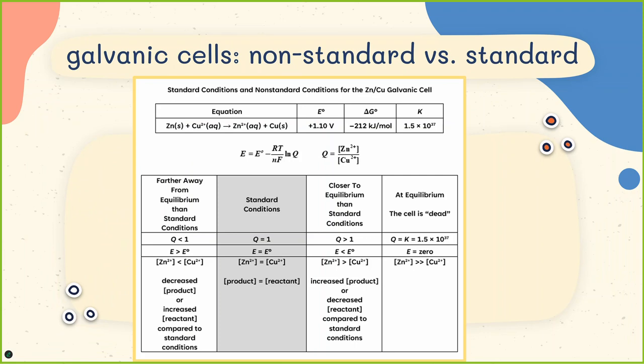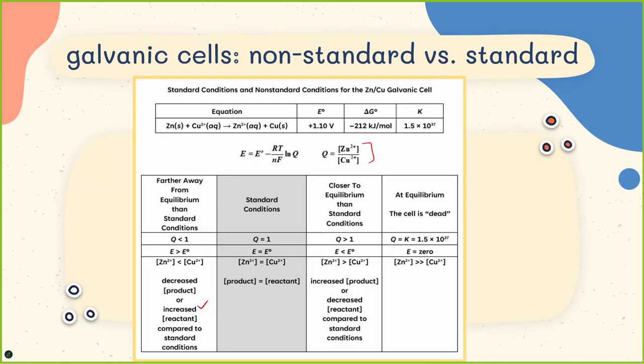I like this chart. This is a good one. I found this, I think, on one of Michael Farabaugh's notes, because that kind of shows you how to calculate Q with the aqueous. Q is less than 1: non-standard is greater than standard. Decreased product or increased reactant compared to standard conditions. So this is a good one to look at.